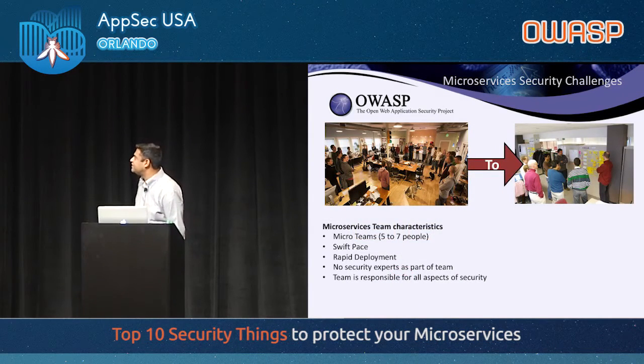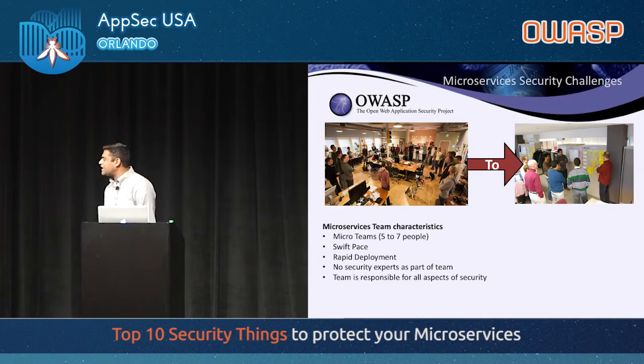So what has that done to the application teams? On the left-hand side is a monolithic application team, which is about 20 to 40 people, with a lot of project managers. And on the right-hand side is a microservice application team, maximum 5 to 7 people.